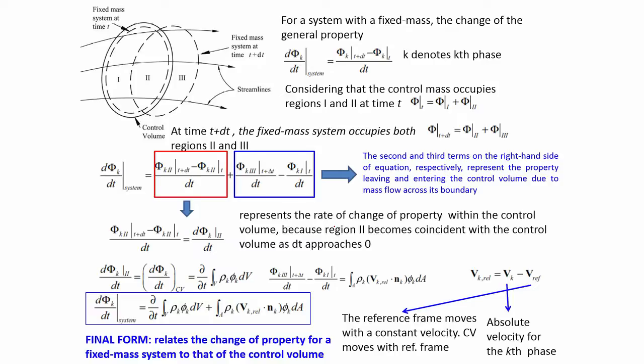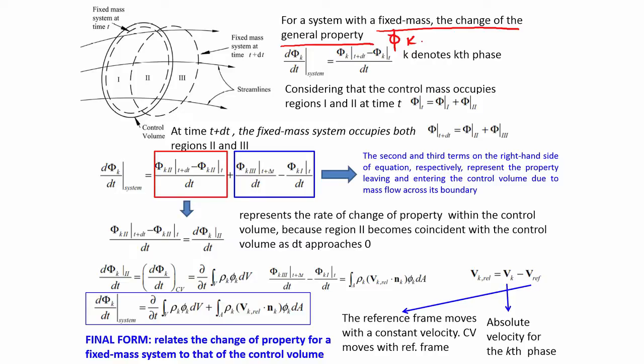Let us look at the situation now. This is a little bit of a busy slide, but we will walk through the steps. Let us for the time being consider that there is only one phase present, the kth phase. For a system with fixed mass, consider the change in a general property, phi k. This property can be anything; later we will see it can be momentum, energy, whatever you can think of. For the time being, it is some property.